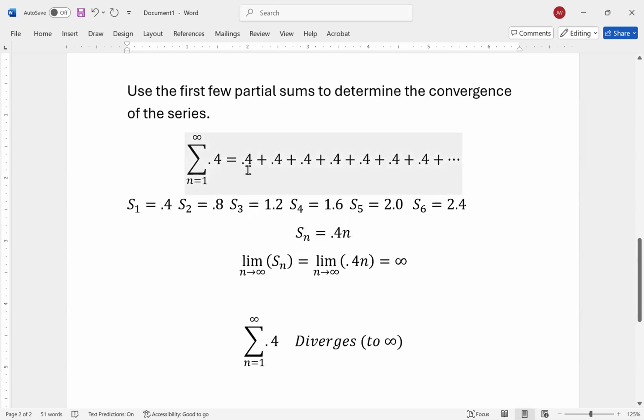Now you can kind of see what's happening. As you keep adding 0.4, your terms are never going to zero. The individual terms are never getting down to zero. So my partial sums are going to keep growing and growing and growing. And you can see that anytime these terms don't get closer to zero, when we add them up, they're going to go off to infinity.